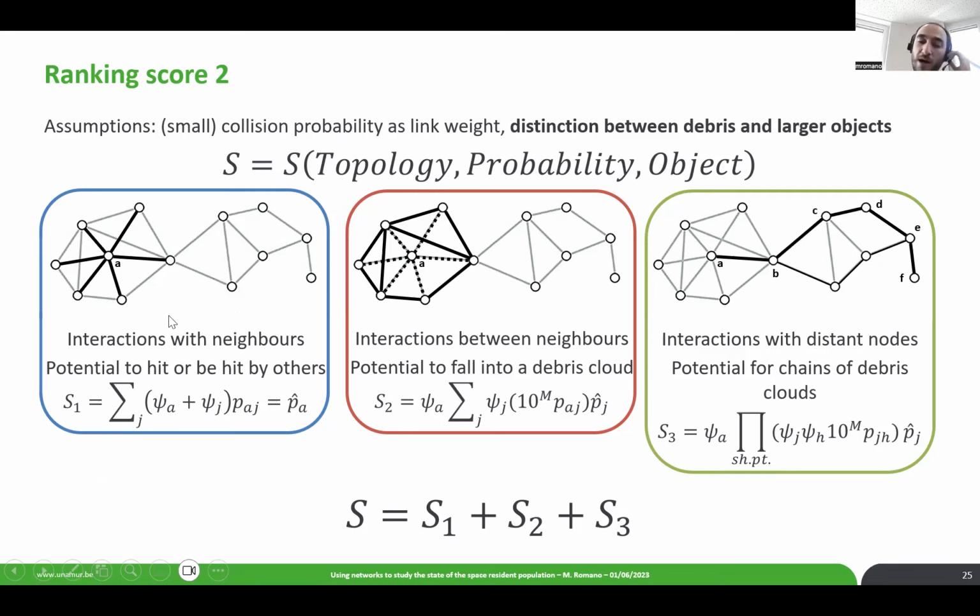But instead, we still combine the probabilities by, in this case, making a distinction between say, smaller, larger objects. And we use the network as a guide to combine the probabilities, not anymore using directly the information of the topology, but using it as a guide. Again, the contributions are still related to the same aspects. So we have the potential to hit other objects, to be hit by others, the potential to encounter a debris cloud, the potential for chains of fragmentations to propagate. These are still related to the properties that we have selected as interesting, as related to physical, to real aspects of our dynamics. But they are not them anymore. They are just a guide.